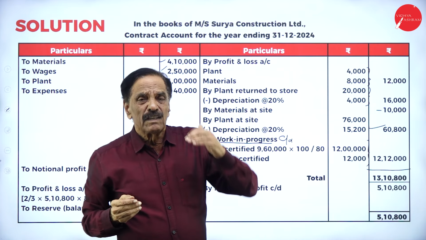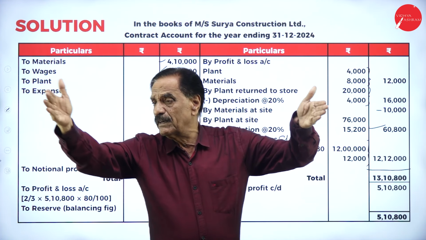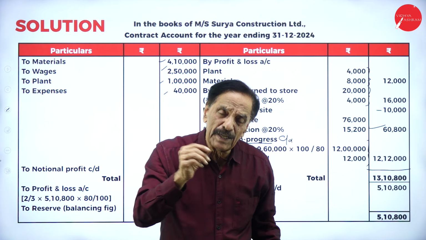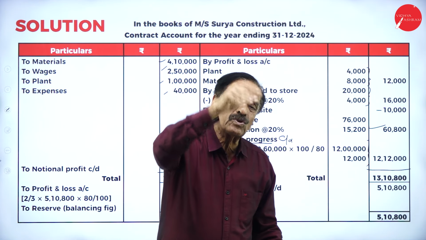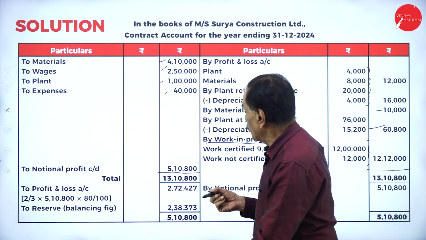What's the law? You compare with what? One is the work certified, one is the contract price. If the work certified is 50% or more than 50%, up to 90%, you have to take 2/3 of that profit. The same law has been applied. What's your profit?